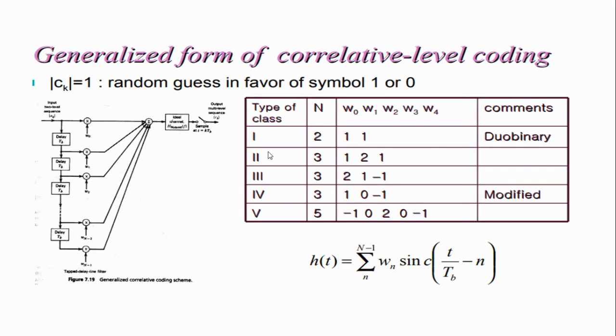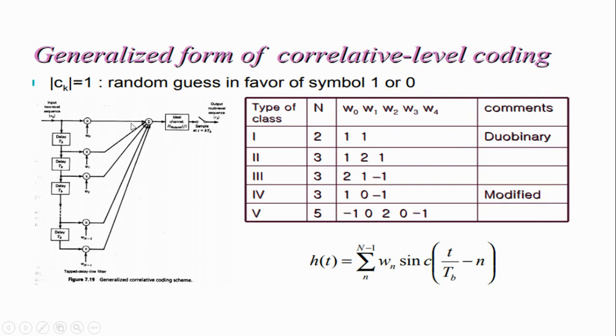And this is the generalized form of correlative level coding. In this generalized form, Ck equal to 1 is the random case in favor of symbol 1 or 0. Here this is the class type. If the weights W0 and W1 are equal to 1, then it is the duobinary coding, and if W0 equal to 1, W1 equal to 0, W2 equal to minus 1, then it is the modified duobinary coding. This is the type of class for correlative level coding.